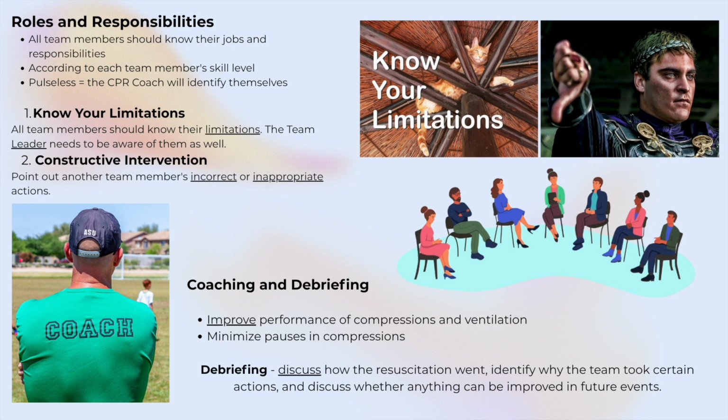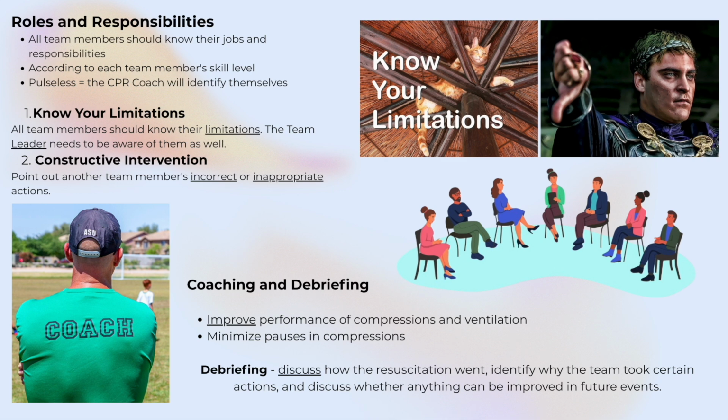The next important element of team dynamics is know your limitations. All team members should know their limitations. The team leader needs to be aware of them as well. For example, advanced life support providers may be able to perform tasks that BLS providers would not be permitted to do, for example, giving medications or performing intubation. Each team member should ask for assistance and advice early, before a situation starts to get worse.